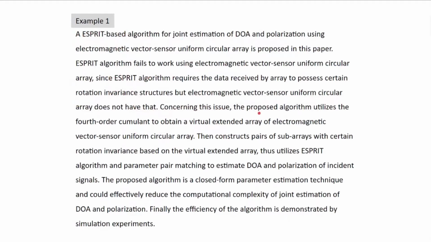"Concerning this issue, the proposed algorithm utilizes the fourth order equivalent to obtain something, something, something." So they're explaining how they solve this problem. "And then they construct," again, starting a sentence with "then" doesn't seem very correct, at least in this flow. We'll see what to do. "Then construct pairs of subarray with certain, then utilize eSpirit." So basically what they're saying is that they would do something to make it rotation invariant and then use eSpirit. "And then proposed algorithm is some closed form parameter estimation technique. It can reduce computational complexity. Finally, efficiency is demonstrated."